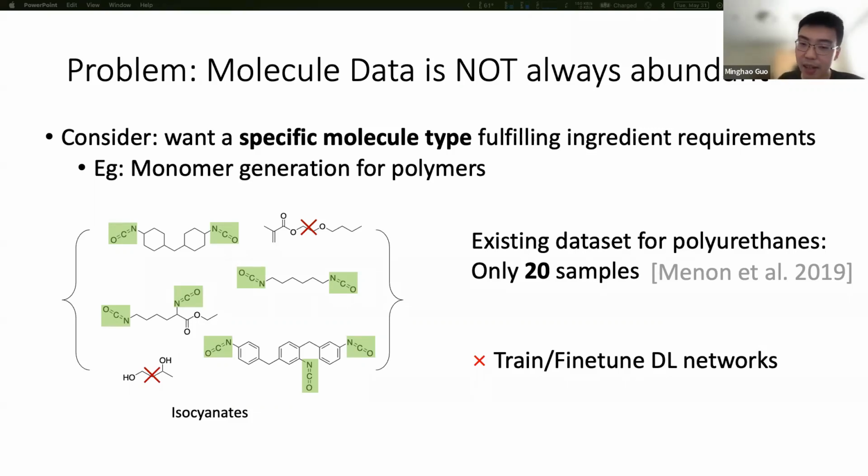I think at least this is a common practice in many different fields, but another problem I mentioned is that the target here, we just want to generate a specific molecule type, and we need to have full control of this.